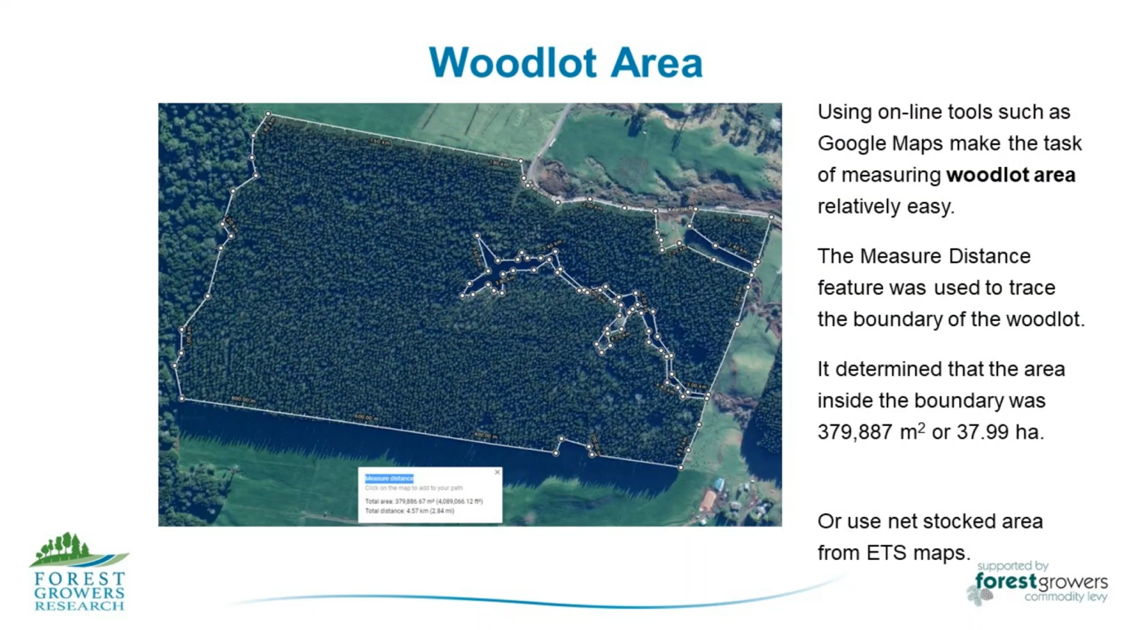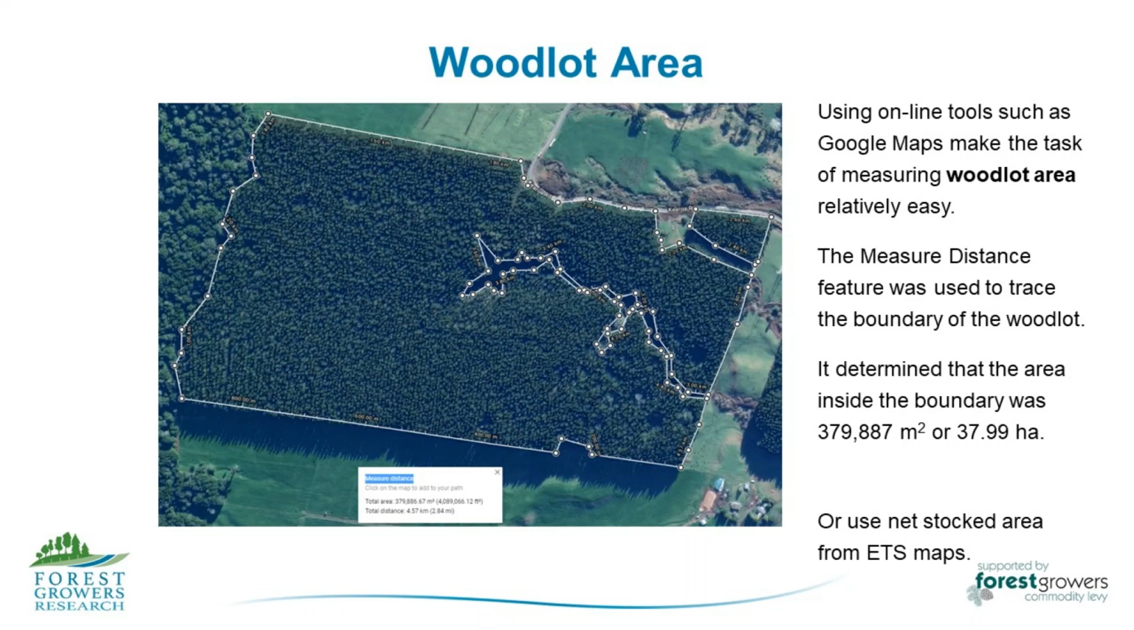The most accurate way to obtain the area of a woodlot is to employ a land surveyor. However, online tools such as Google Maps make measuring area relatively easy. You can use the measure distance feature to trace the boundary of your woodlot. Once you return to the starting point on the boundary, area is automatically calculated. There are a number of YouTube videos that show how to measure areas using Google Maps.